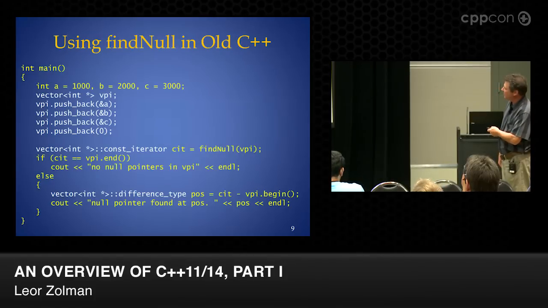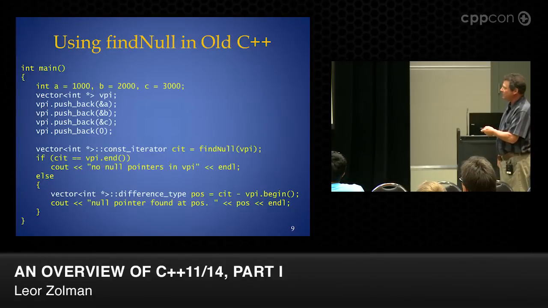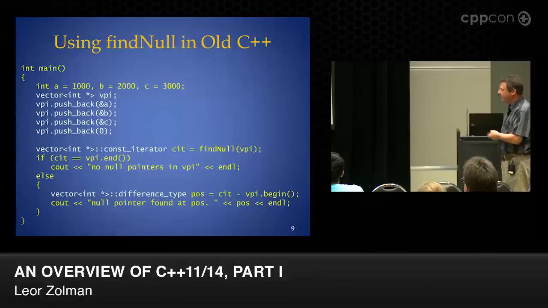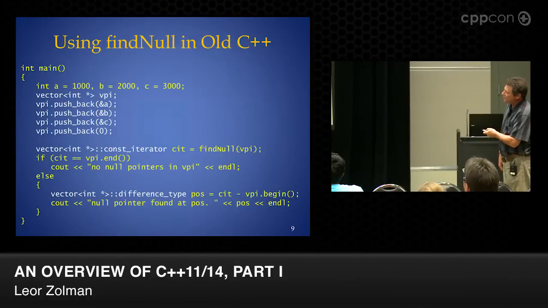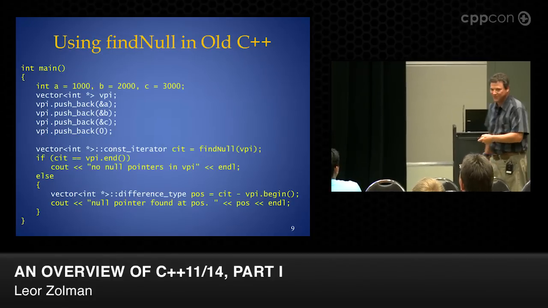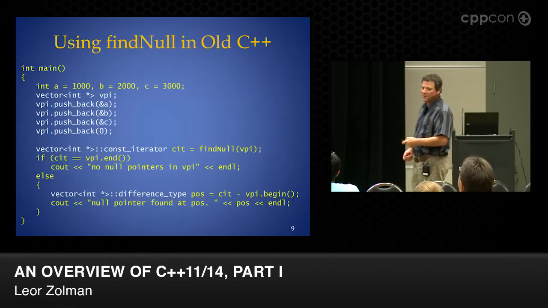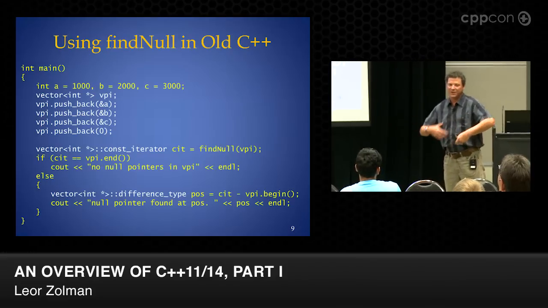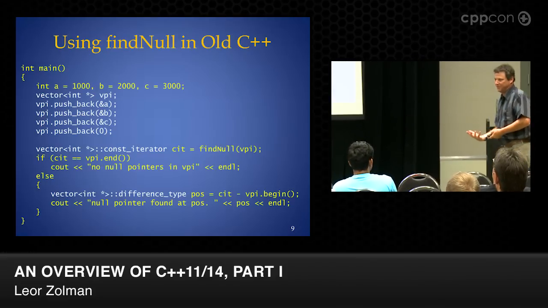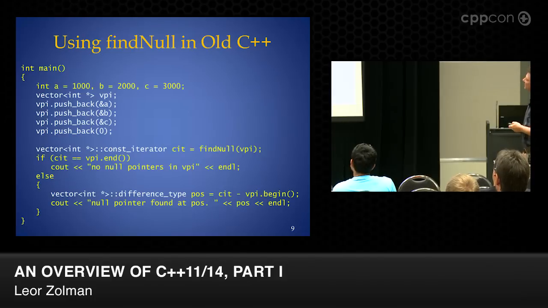So the client here is going to call the function, capture the result in a variable. What's the type? Well, it's a vector of int star const_iterator. Pop quiz, why don't I have to put typename here? We're not in a template, therefore it can't be a dependent type. Dependent types only happen inside of template code.